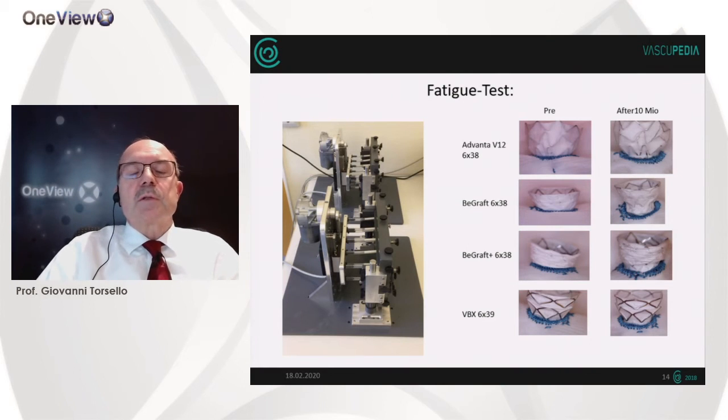The next step was to perform a fatigue test. As you can see here, we tested also not only the VBX, but also the other stents which are very frequently used for this indication. And the results were very impressive, as you can see in the next slide.